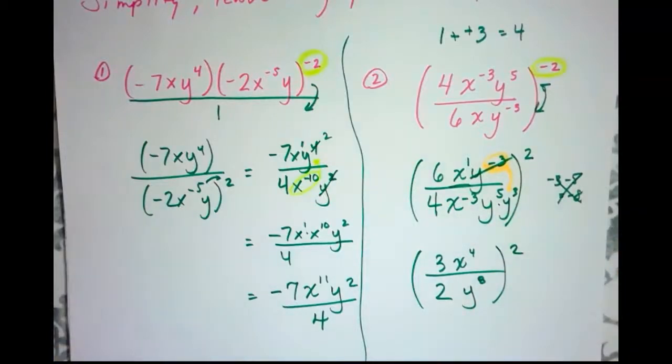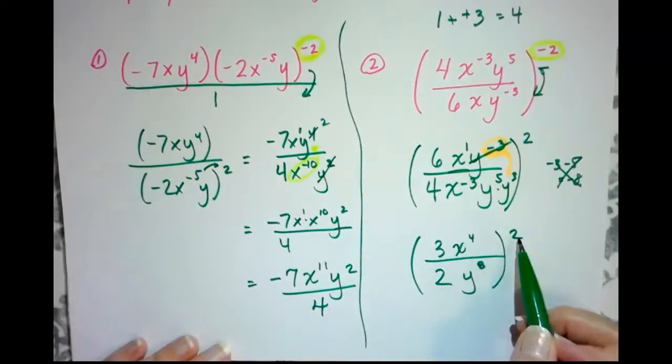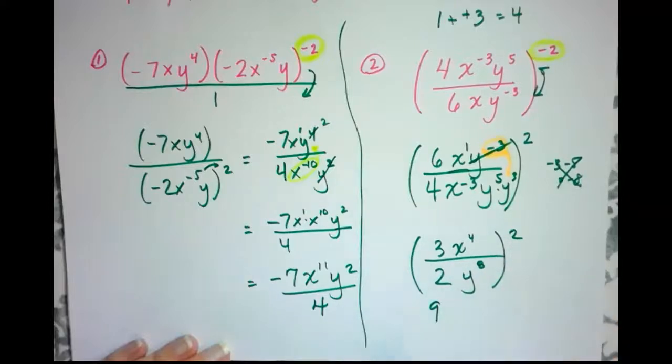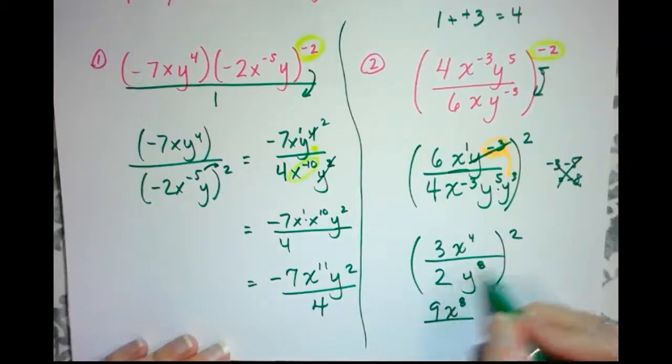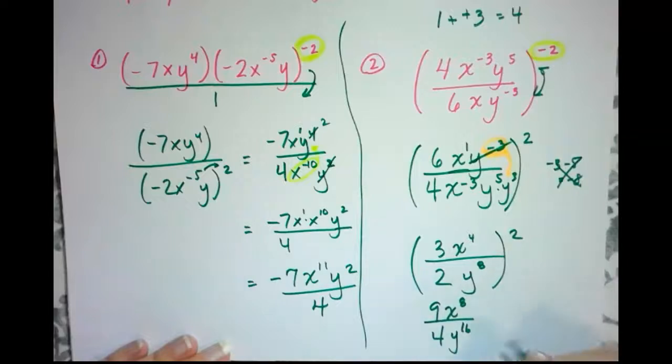And now that we've simplified the fraction inside the parentheses, we can now raise everything to that second power. So 3 squared is 9. X to the 4th squared is x to the 8th. 2 squared is 4. Y to the 8th squared is y to the 16th. And we're done.